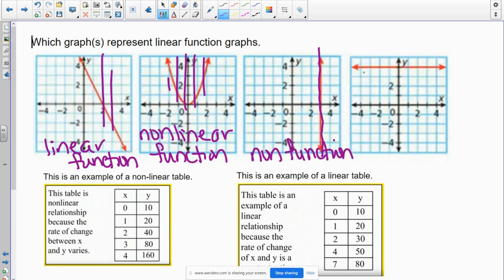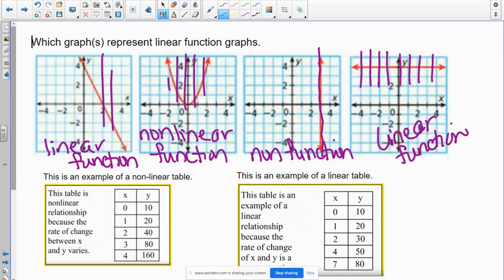And the last one here, it's a straight line, so it could be linear. Do the function test. It is a function. So this one is linear because it's a straight line function. Okay, so there are some graph examples about the difference between function and non-function and linear and nonlinear.